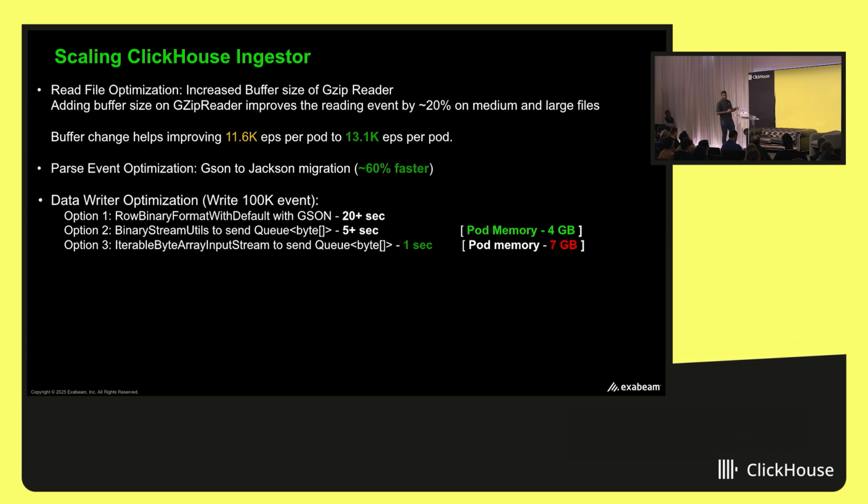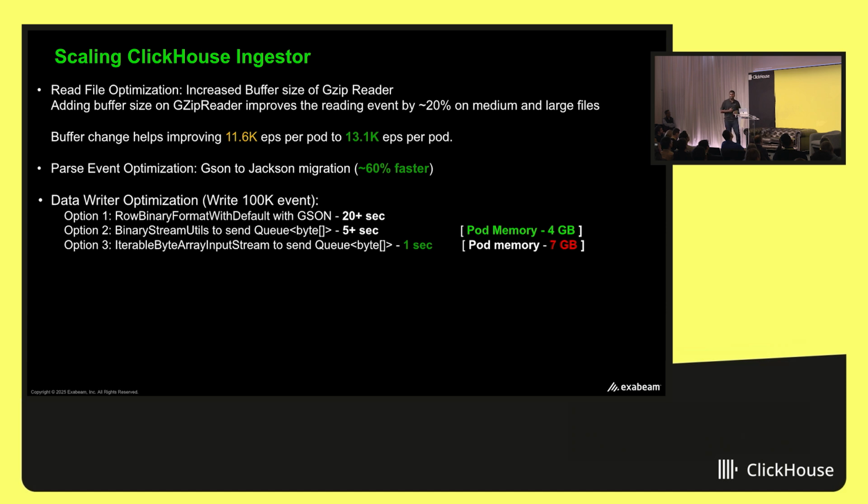And again, scaling the ingester. To scale the ingester, we did several optimizations. One is to utilize the gzip reader, which produces a 20% performance benefit on reading the files from the GCS buckets. Another optimization is the JSON to Jackson migration, which provides 60% faster performance on data processing and JSON event processing.